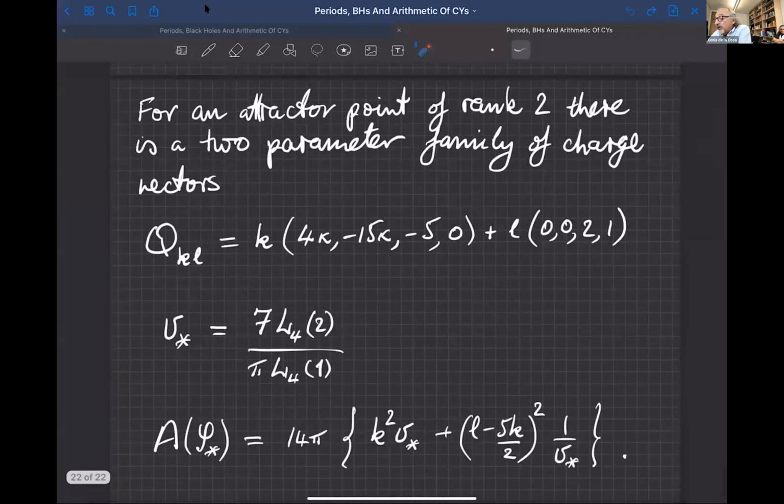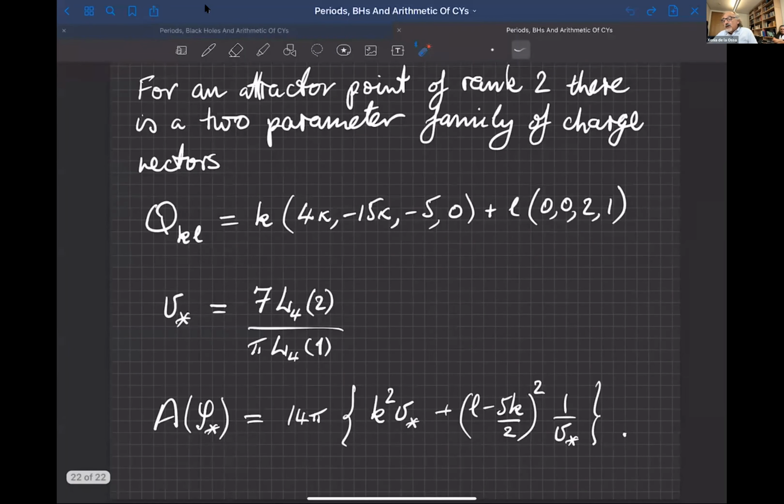Okay, for an attractor point of rank 2, there's a 2-parameter family of charge vectors. So there's a basis of the lattice, and so you can take a 2-parameter family of these things multiplied by k and l. Kappa is an integer. Really, when we talk about the Hulek-Verrill manifold, we talk about a quotient of the Hulek-Verrill manifold either by a group Z5 or Z10. They're really two models, both of which have one parameter. Kappa is 1 or 2, depending on whether the group is Z10 or Z5.